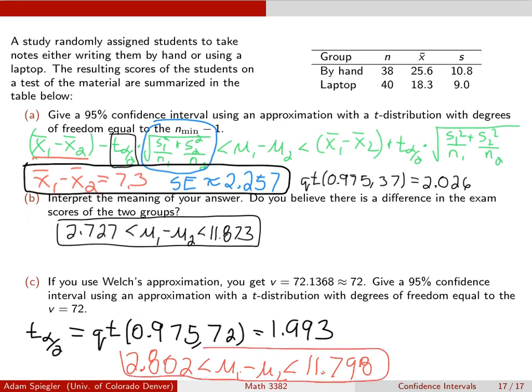So if we compare this to the estimate that we got up here when we were a little more casual with our degrees of freedom, there's not much of a difference between these two. So at the end of the day, we're not losing too much by making this assumption that let's just pick the degrees of freedom to be the smaller of the two. But if you want to be more precise, then you certainly can use Welch's formula.